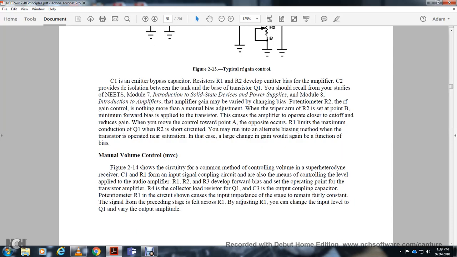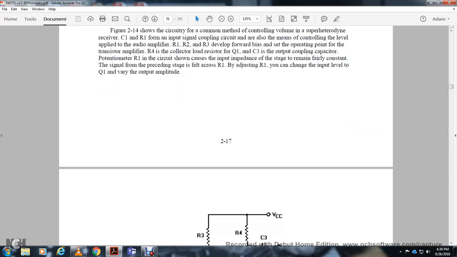Main volume control. Figure 2-14 shows the circuit with a common method of controlling volume in a receiver. Capacitor 1 and resistor 1 form the input signal coupling circuit, which also controls the level applied to the audio amplifier. Resistor 1, resistor 2 and resistor 3 develop the forward bias setting the operating point of the transistor amplifier. Resistor 4 is the collector load resistor for transistor 1, and capacitor 3 couples the output signal. The input impedance remains fairly constant with the signal developed across resistor 1. By adjusting resistor 1 you can change the input level of transistor 1, varying the output amplitude.